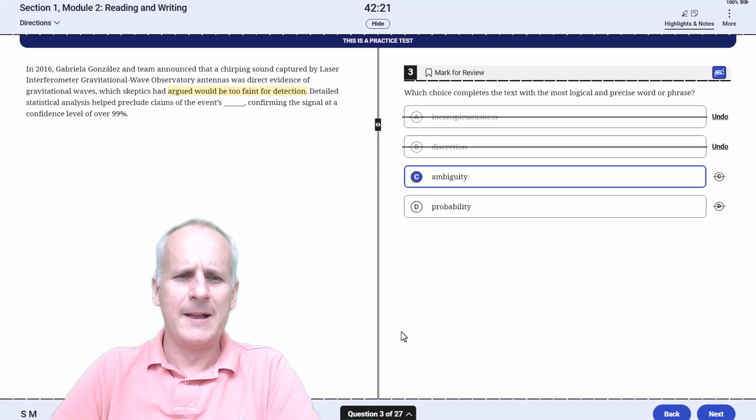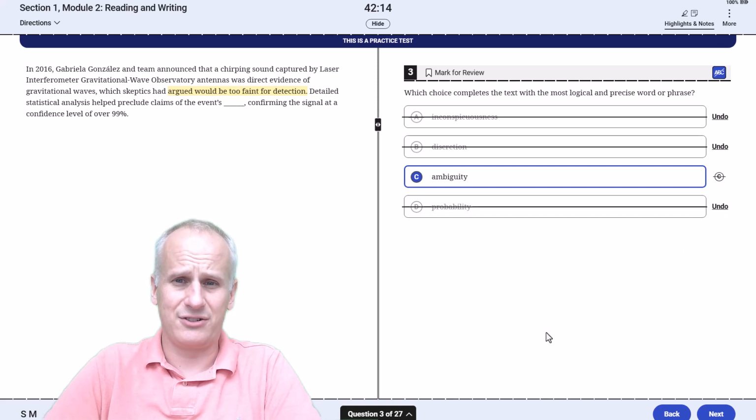And then choice D, preclude claims of the event's probability. Well, we actually named the probability as 99% confident, actually over 99% confidence. So again, you would read choice C, ambiguity, back into the sentence to confirm the overall narrative, but we'll move on.